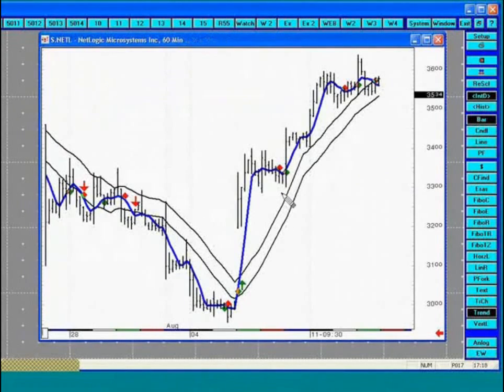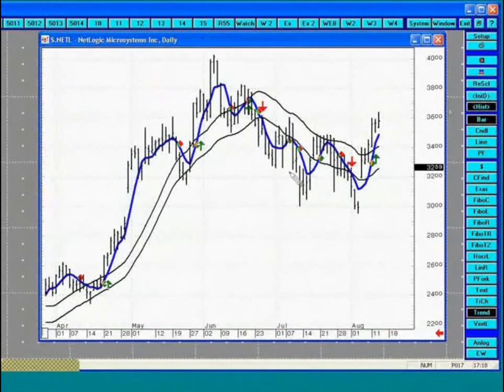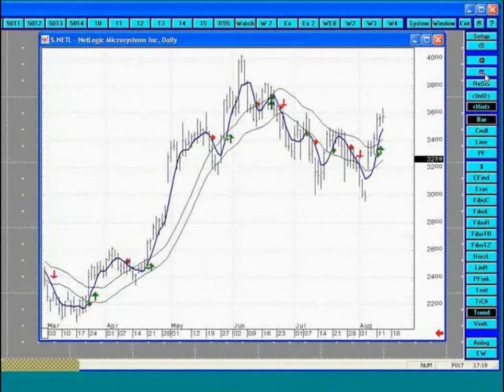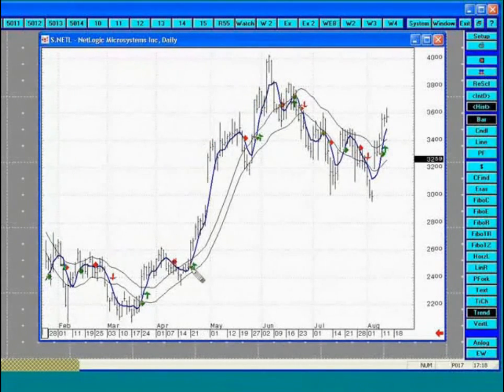Here is a stock, Net Logic, and here is one of our green arrows right here, and there's one of our red diamonds as far as a slow entry but a quick exit. And again, I do like this price channel.